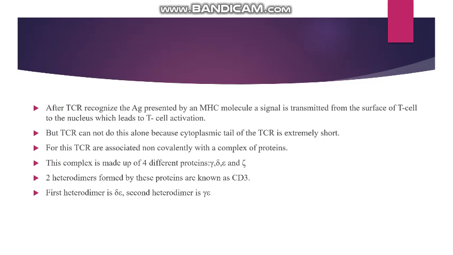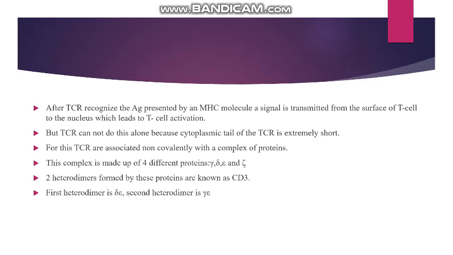After TCR recognizes the antigen presented by an MHC molecule, a signal is transmitted from the surface of the T cell to the nucleus, which leads to T cell activation. But TCR cannot do this alone because the cytoplasmic tail of the TCR is extremely short. For this, T cell receptor is associated non-covalently with a complex of proteins. The complex of proteins is made up of four different types of proteins: gamma, delta, epsilon and eta. Two heterodimers formed by these proteins are known as CD3, cluster of differentiation 3.